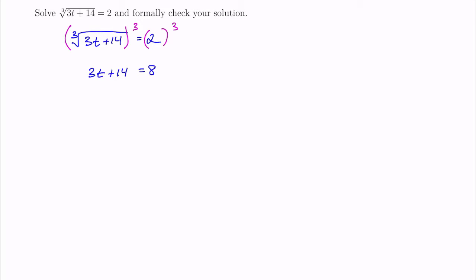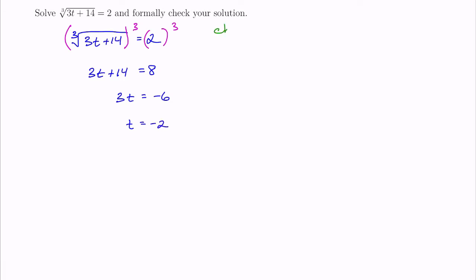At this point, we no longer have a radical equation, but a linear equation, and we'll follow our standard equation solving process. We'll first subtract 14 from both sides of the equation. When we subtract 14 from both sides of the equation, we will be left with 3t equals negative 6. And to finish solving for t, we will divide both sides of that equation by 3, and dividing both sides of the equation by 3 will leave us with t equals negative 2.